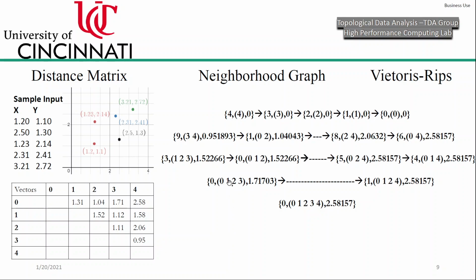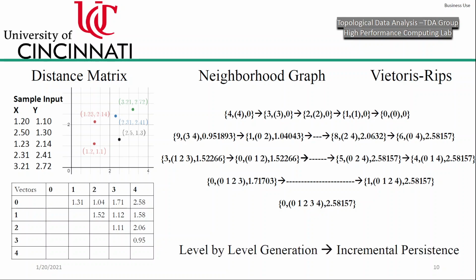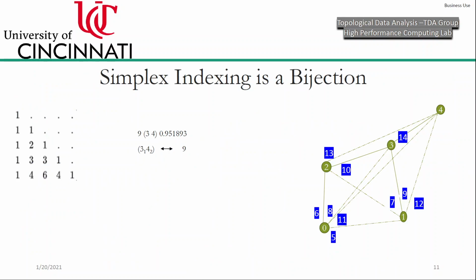And while computing the persistent homology, we just need one level at a time. So there is no need to generate the full complex at once. Before computing the persistent homology, we can do it incrementally. That is level by level generation as required by the persistent homology algorithm. So we can do it in phases, right? That's what we have in persistent homology, or incremental persistence.